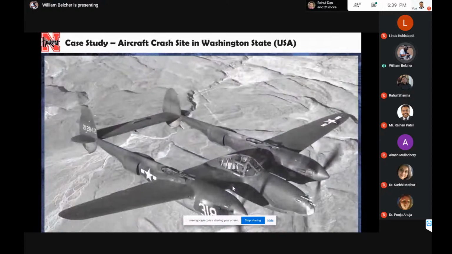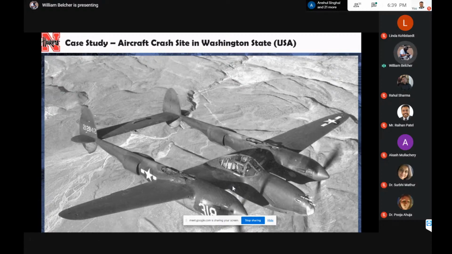Okay, I'm going to shift gears a little bit. So we're going to talk a little bit about an aircraft crash site in Washington State in the United States. This is a type of aircraft that was flown during World War II. It's called a P-38. It was a pursuit aircraft. That's what the P stands for. And it was a fighter aircraft. And so the Germans called it the Twin Fork Devil. It was a very maneuverable aircraft and relatively lethal. And so it was very maneuverable against some of the other aircraft, the Messerschmitts and things like that.